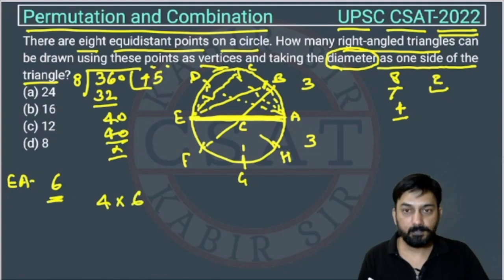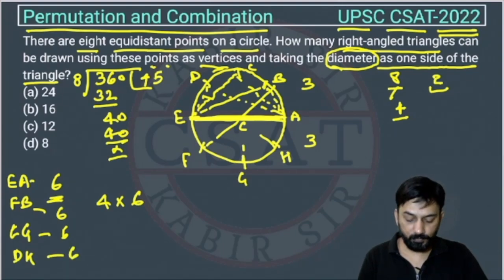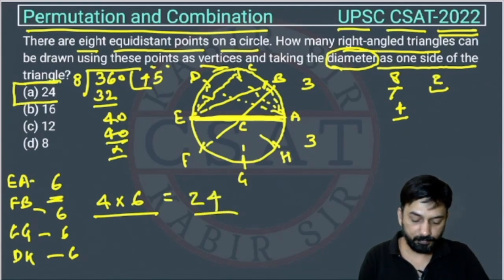4 into 6, right? Otherwise, if you are not getting this, suppose you are taking FB as diameter, then again 6. If you are taking CG, again 6, and if you are taking DH, then again 6 right angle triangles. So you can add them and we will get the total. Otherwise you can do it directly like this, because with one diameter we are getting 6 right angle triangles, so with 4 diameters we get 4 into 6, which will be 24. So the answer of this question will be option A.